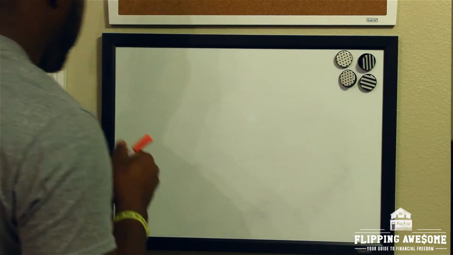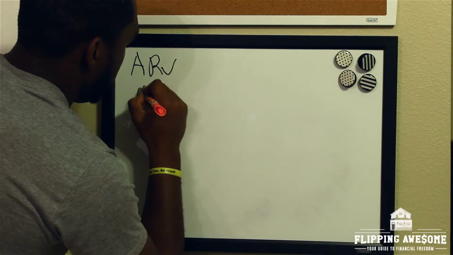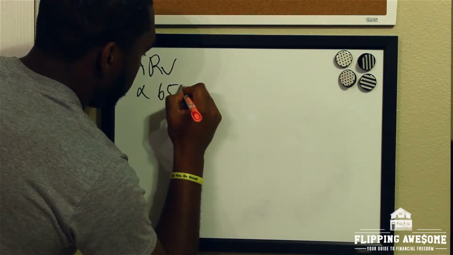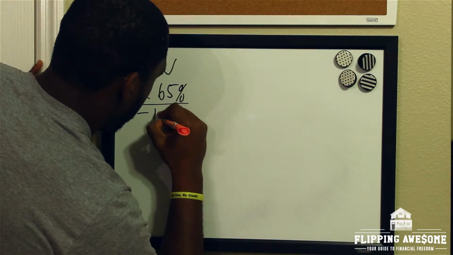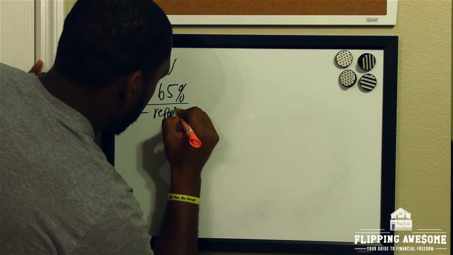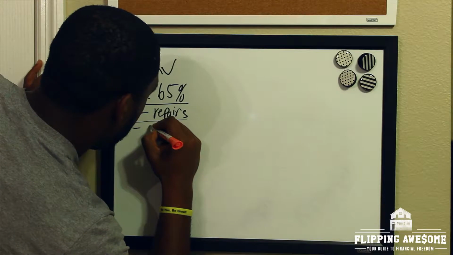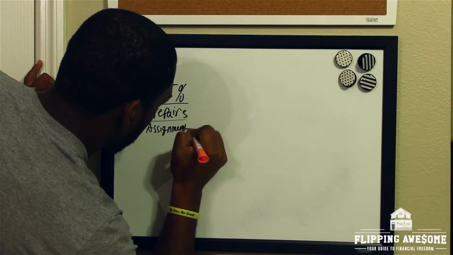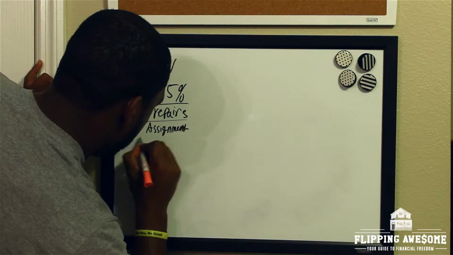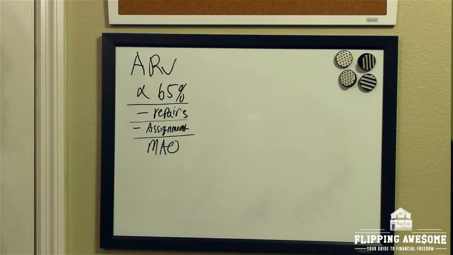All right, so ARV multiplied by 65%, okay, minus repairs, minus your assignment fee if you're a wholesaler, equals your mayo. Okay, so let's go ahead and let's turn that into a real equation.